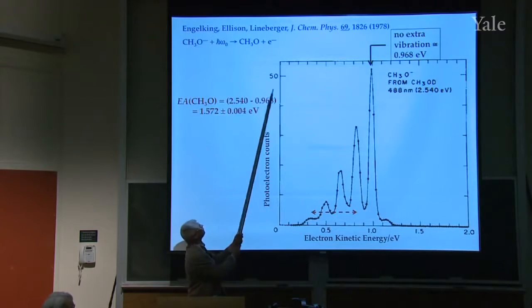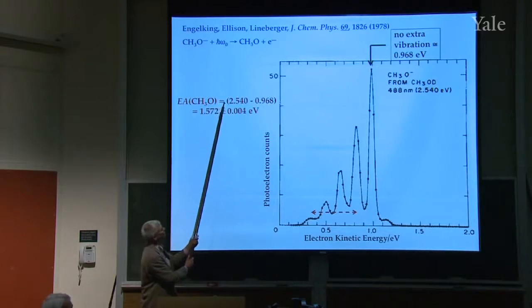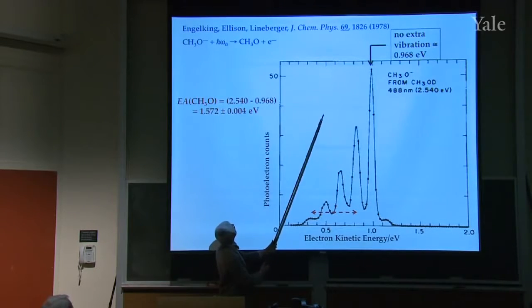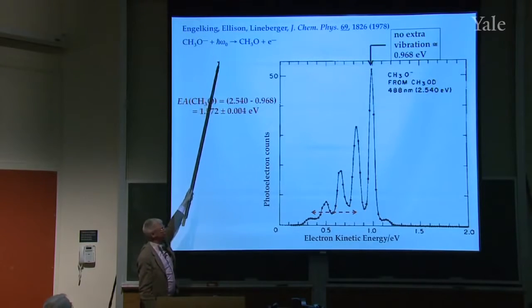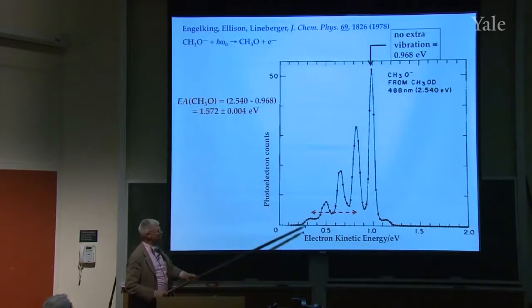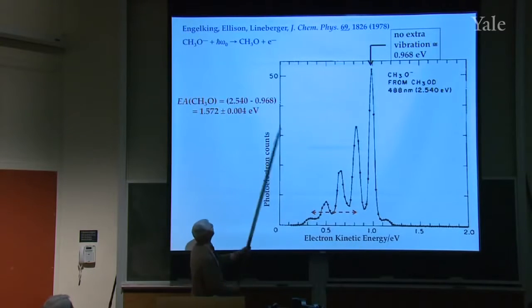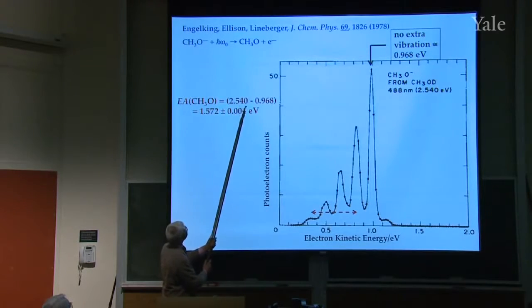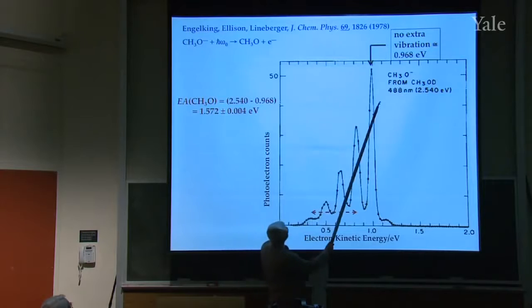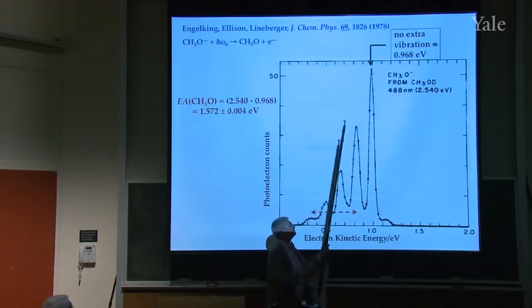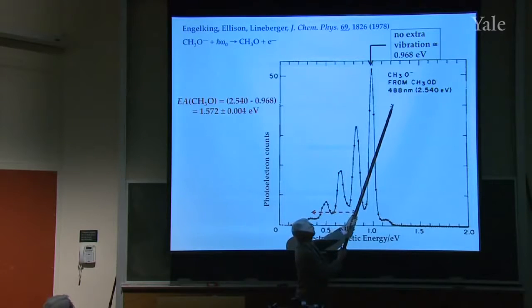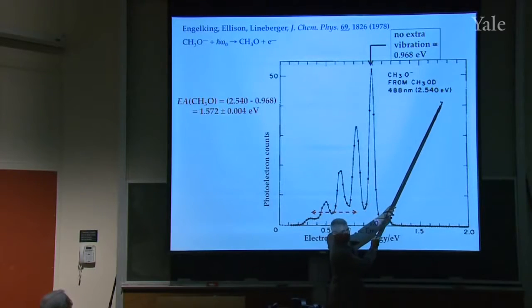What you're going to do is measure the kinetic energy of the electrons coming out. So we're making a plot of the photoelectron kinetic energy. Here, the laser is at 488. It's a beautiful robin's egg blue, extremely bright laser. And 488 nanometers is 2.540 electron volts.